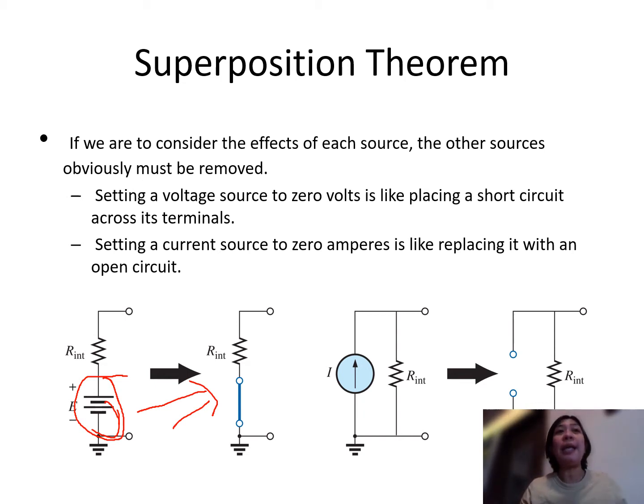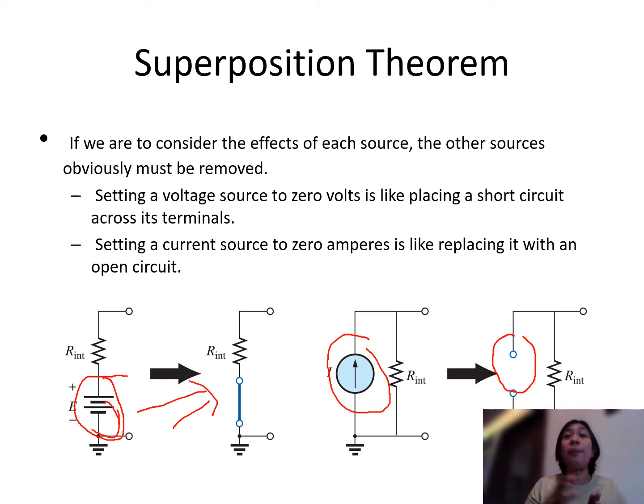On the other hand, how about a current source? If we have a current source in the circuit and we have to remove it because we're analyzing the other sources in the circuit, what are we going to do? Setting a current source to 0 amperes is like replacing it with an open circuit. For example, we have a current source here and we have to kill it for a while. We're just going to replace the current source with an open circuit. As simple as that.